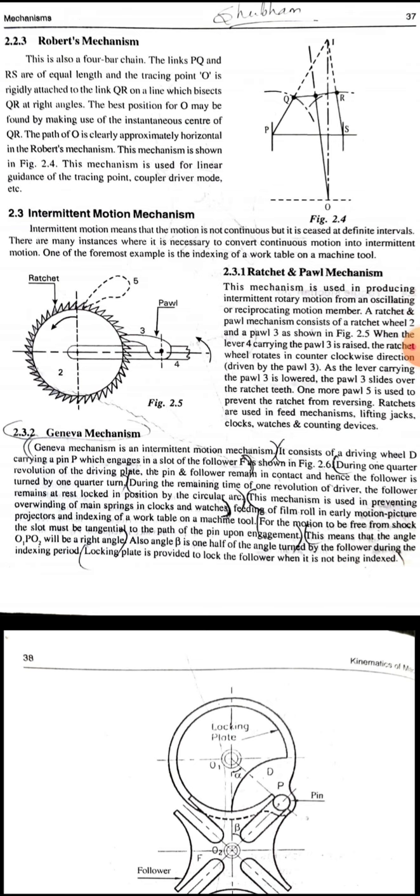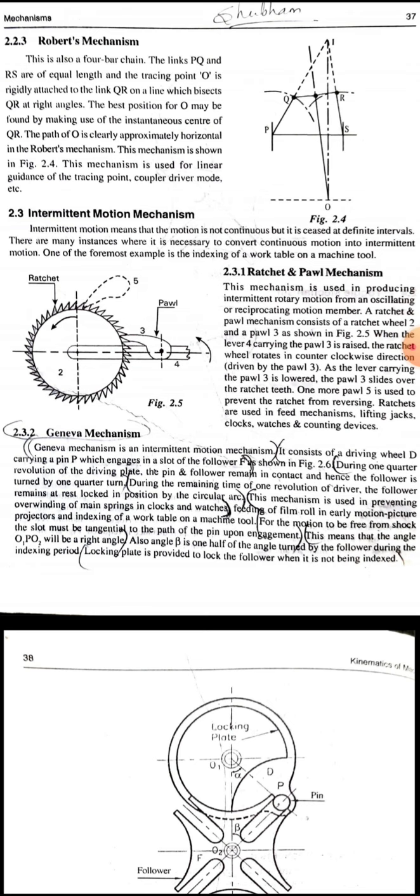The ratchet and pawl mechanism consists of a ratchet wheel as shown in the figure, that is 2, and pawl as shown in the figure, that is 3, and the lever which is carrying the pawl. When the lever carrying the pawl 3 is raised, the ratchet wheel rotates in counterclockwise direction. It is driven by the pawl.